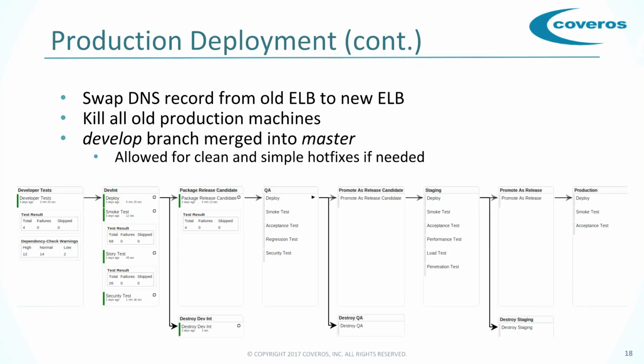After QA, we advanced to staging, where we did a lot more of our long-term tests. So we ran our performance tests on there, we ran our load tests on there, we ran our penetration tests on there. And I'll talk a little bit more about what all of these tests are in the next section, actually. Once we were done with staging, then we moved on to production.